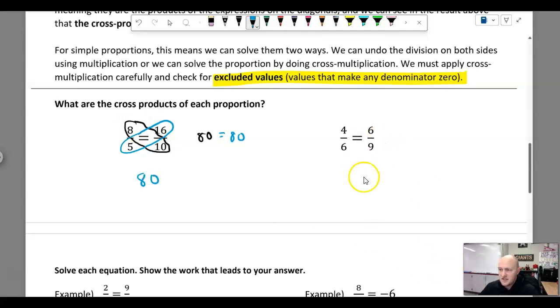Okay, go ahead, take a second, pause, and tell me what's the cross product of 4/6 is equal to 6/9.